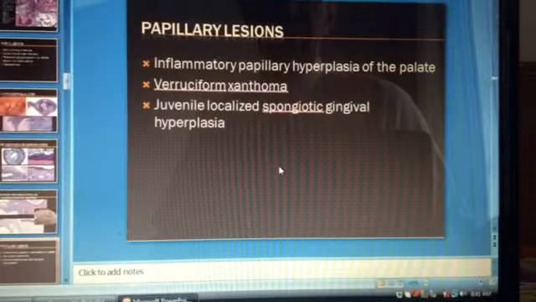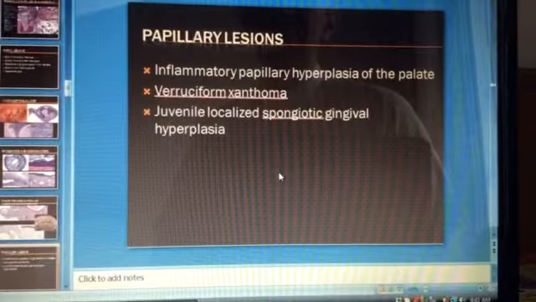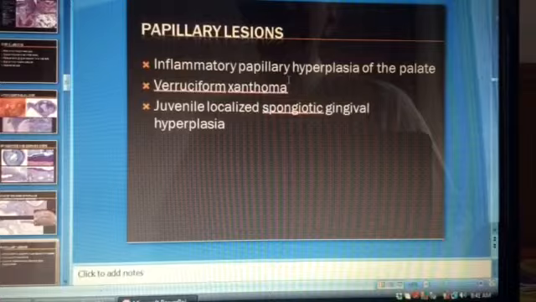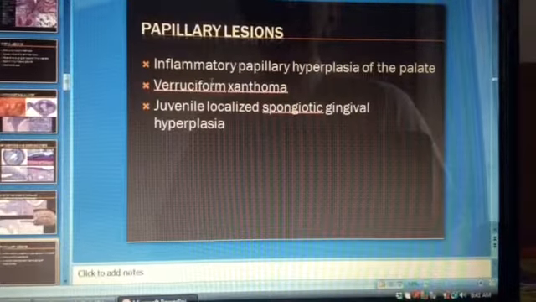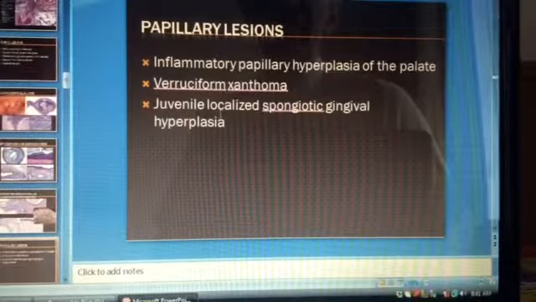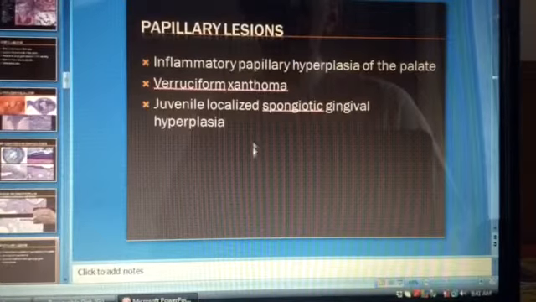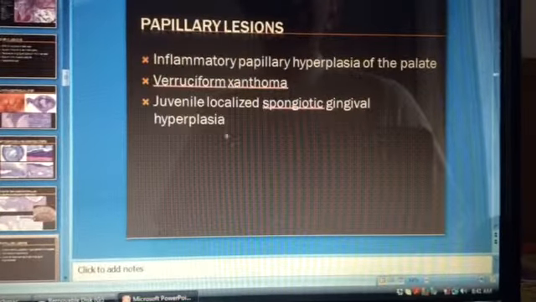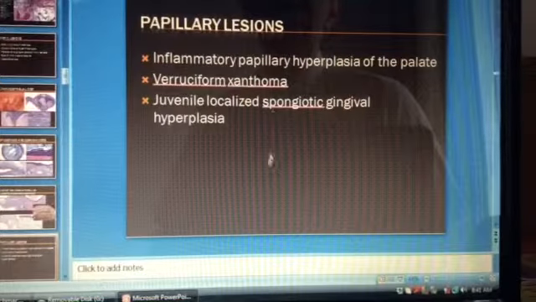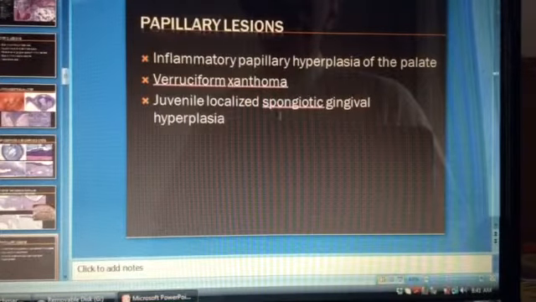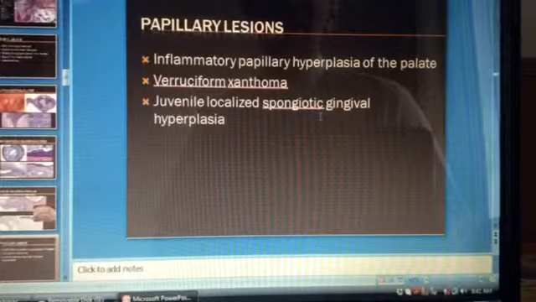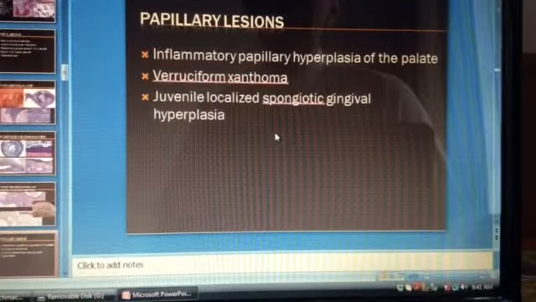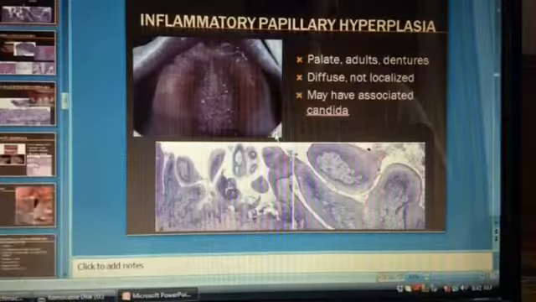Let me talk for a minute or two about the papillary lesions we see in the mouth. These are several very interesting lesions that we will see, and there are others, of course, the usual squamous papilloma and so forth. One is inflammatory papillary hyperplasia of the palate. Verruciform xanthoma is another, and the juvenile localized spongiotic gingival hyperplasia is a third. The names are much more complicated than the histology.